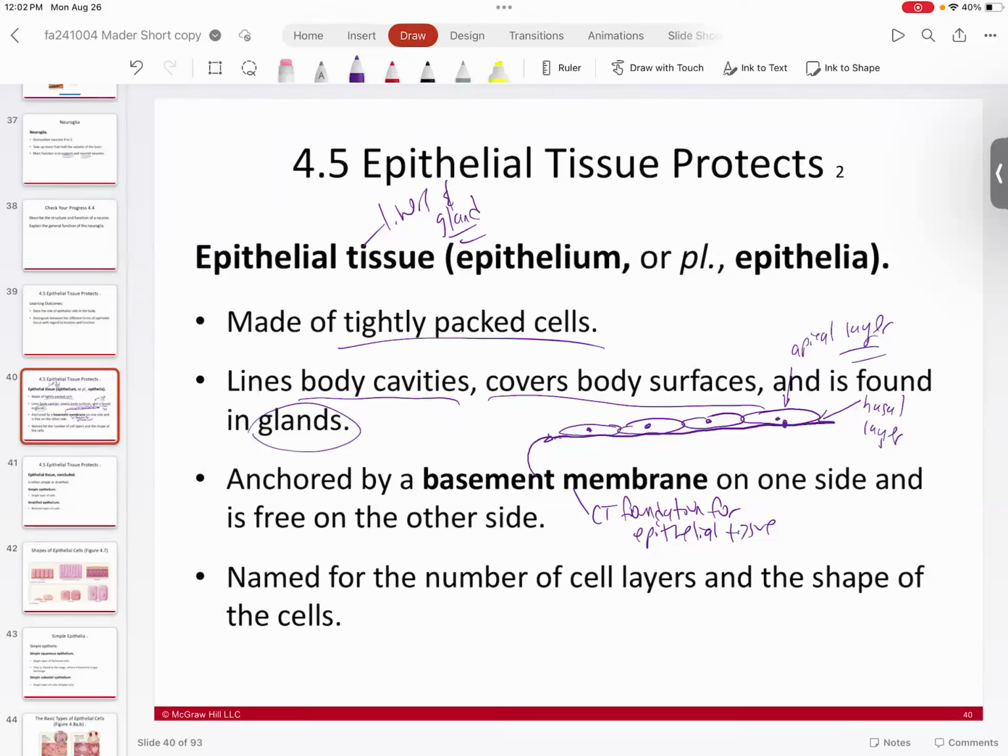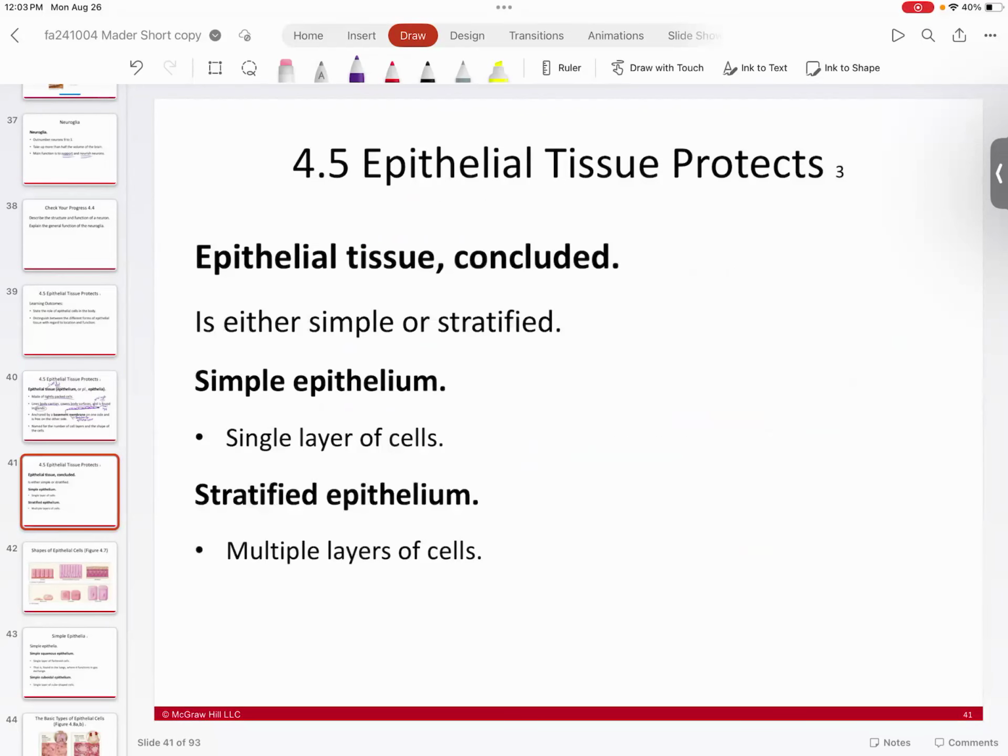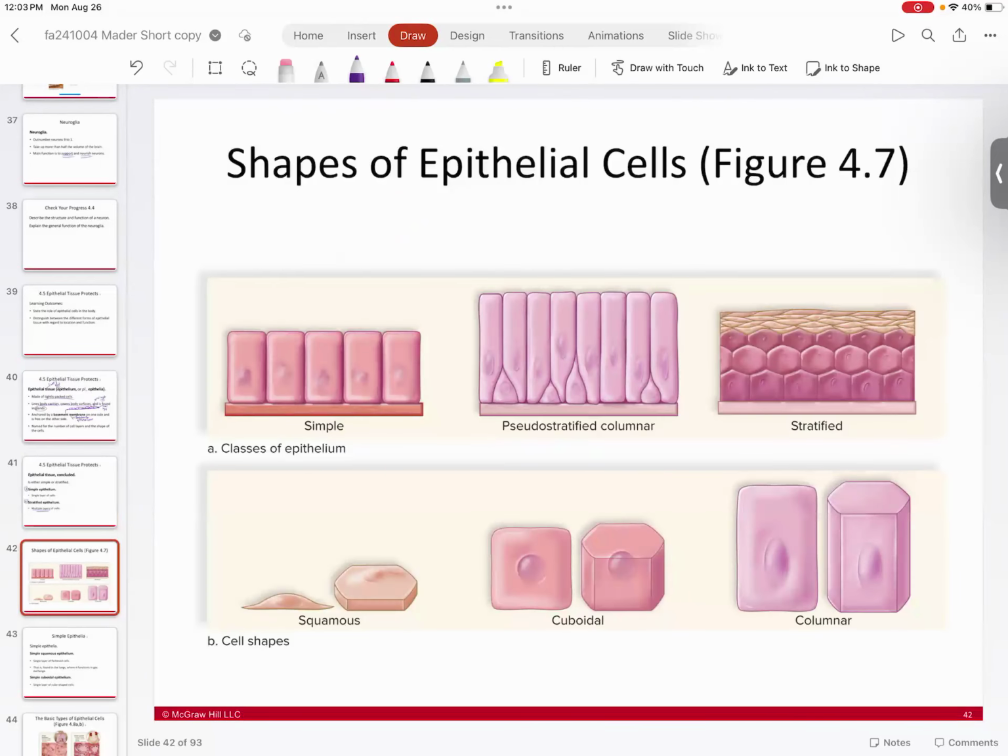And so generally speaking, when we take a look at epithelial tissue, we name it for the shape and also the number of layers. For instance, simple epithelium is basically a single layer of cells, so one layer. If we say it's stratified, it has multiple layers of cells. And so this is kind of what it looks like. So here is one layer, and then here is multiple layers.